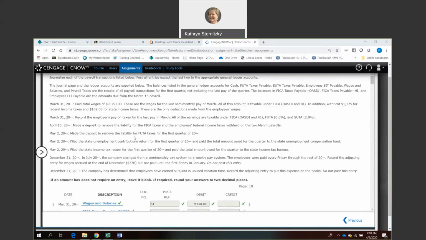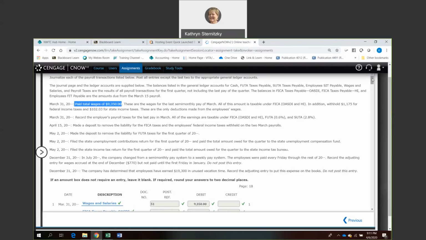Okay, here's what I wanted to show you. I wanted to show you when you have to start recording your entries, what you're going to do is you're going to record your entries for the payroll like this, okay? You're going to debit wages and salaries. The posting reference is going to be, once you post it, it's account one, and the first amount is $9,350, okay? Paid wages of $9,350, okay? That's what that's going to look like, okay?